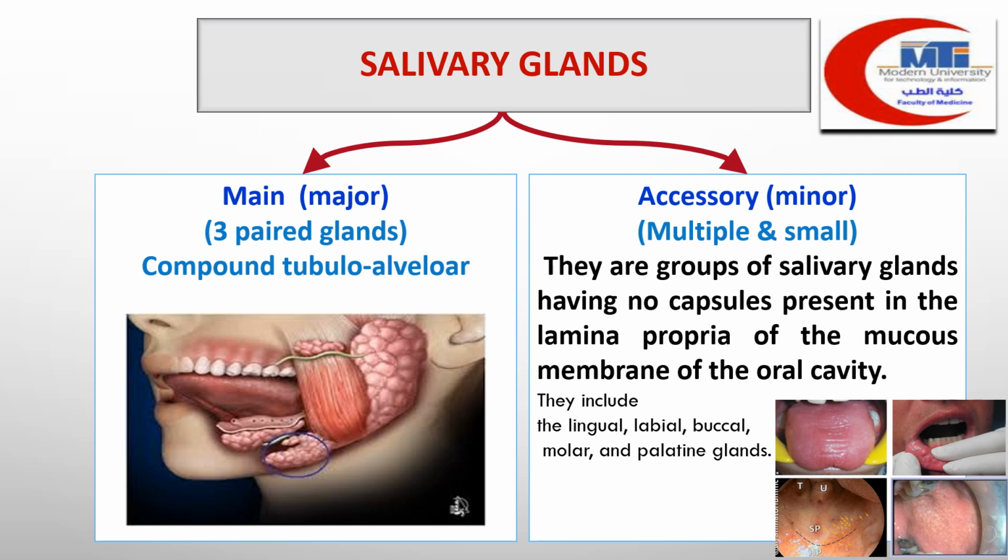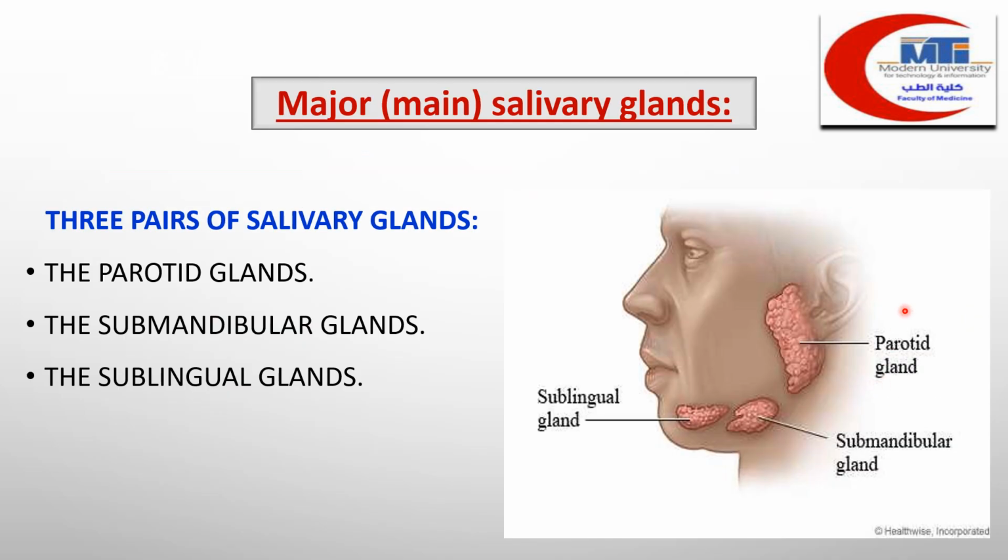While main or major salivary glands are three-paired glands. They are compound tubular alveolar glands. They include parotid, submandibular, and sublingual salivary glands. The major or main salivary glands include parotid, submandibular, sublingual.